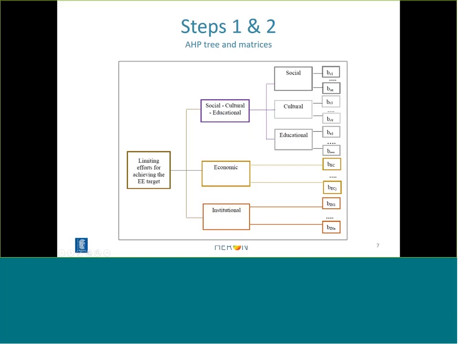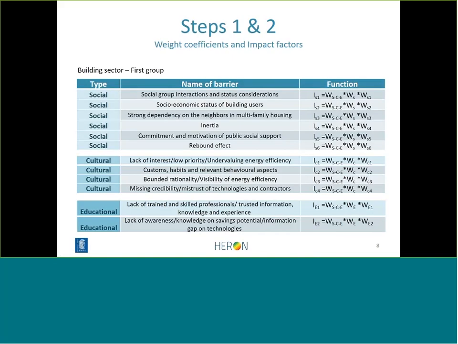We have this number of 27 barriers, each set for one of the sectors that we examined: 27 for the buildings, and 27 for the transport sector. You can see here for the building sector, our first group, you can see the type of the subgroup, social, cultural, educational, the name of the barrier, and here we have the function that allowed us to calculate the impact factor.